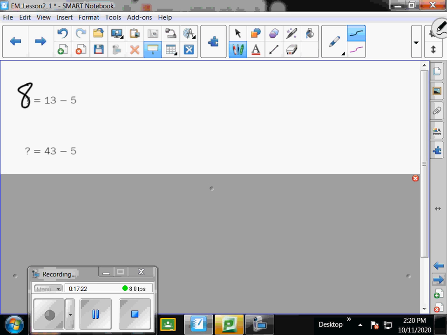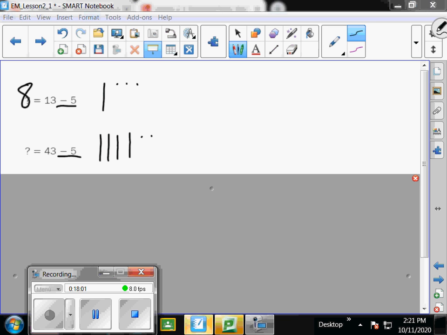All right, what do you notice is different? How is 43 minus 5 different from 13 minus 5? I'm subtracting 5 in both problems, right? But here I have 13, okay? And I'm going to draw this out like in base 10 blocks. So I have 13: 10, 11, 12, 13, and I was subtracting 5. Here I have 43 minus 5: 10, 20, 30, 40, 1, 2, 3.